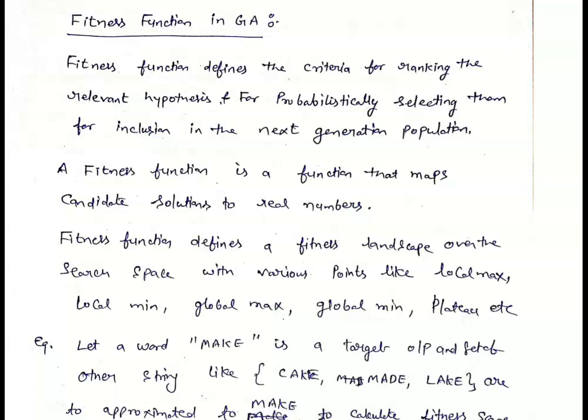Hello everyone. Today we are going to discuss fitness function in genetic algorithm, and we will discuss the different methods: roulette wheel method, tournament selection and rank selection. And during this lecture we will also discuss hypothesis search space.